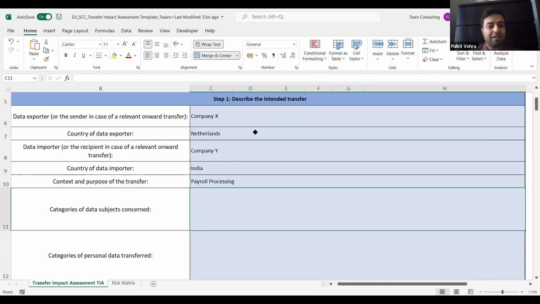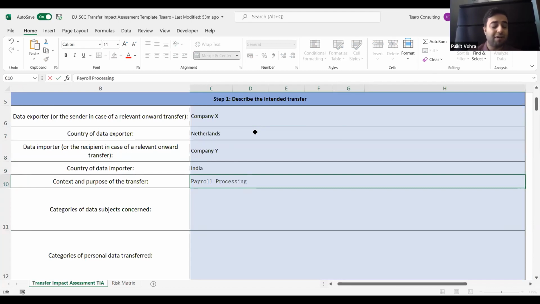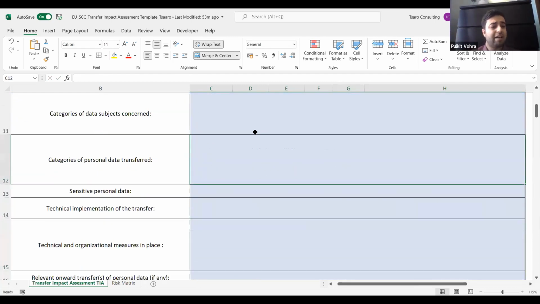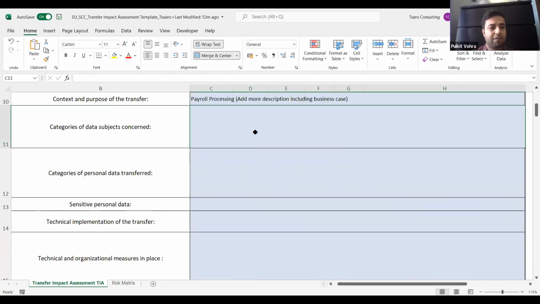What I would suggest here, and what I do generally, is to be a bit descriptive of why you're doing the transfer. You define the purpose: why are you doing it? What's the business case of that transfer? Because that shows the reviewer, who's generally a privacy team member or a DPO, why we are doing the transfer in the first place. This TIA could be initially filled by the business and then reviewed by a DPO, so it's important to define the purpose a bit descriptively.